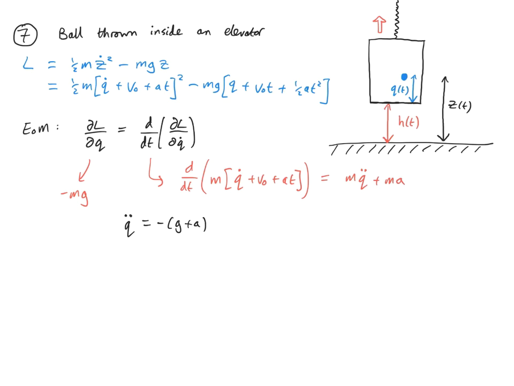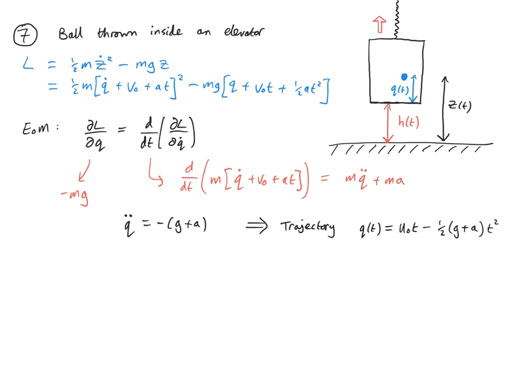I can now integrate this up twice to find the trajectory q of t, which is what we really want to know here. I will have two constants of integration, but I also have two boundary conditions. I know that at t equals 0, the ball is resting on the floor of the elevator, which means q is equal to 0. I also know that at t equals 0, the ball was thrown up with a velocity u0. So I can use those two things to determine exactly the trajectory q of t. I'll leave that for you to do. It's very simple, and this is the final result.